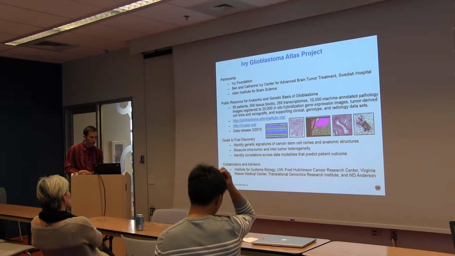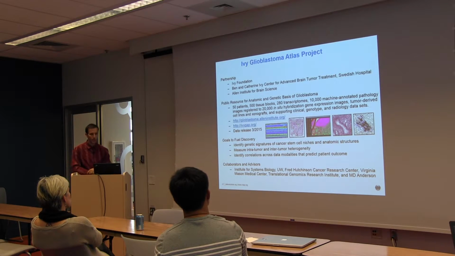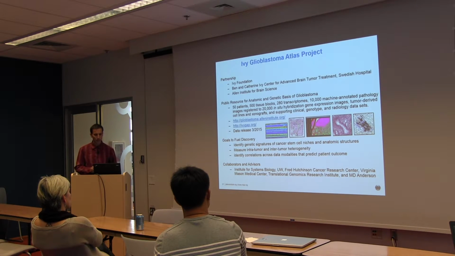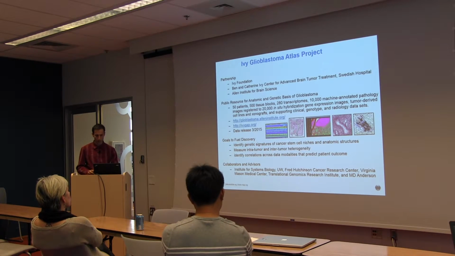The goals of this project were to identify genetic signatures of cancer stem cell niches and anatomic structures, and to measure intra and intertumor heterogeneity, and to identify correlations across data by modalities that predict patient outcome. And yeah, there are several other collaborators that were also involved in this project from the beginning.